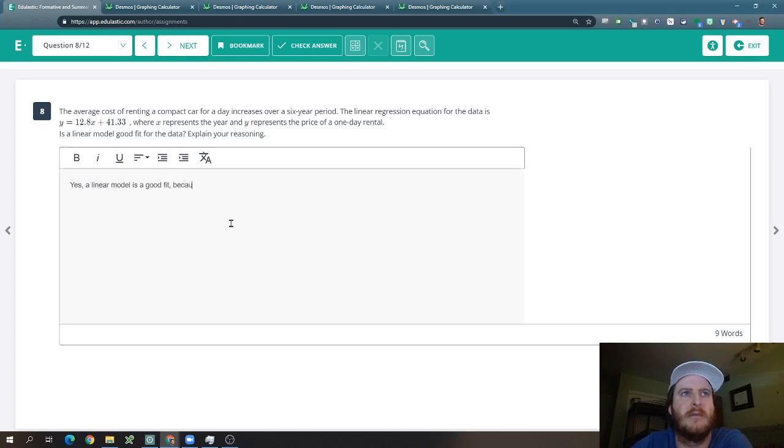because, and then I'm going to just list those three things. One, the R value is very close to 1. Two, the data fits the regression line closely. And three, the residual plot shows no pattern, right? Remember, we wanted either a flat pattern or no pattern. This was no pattern. It's not giving me a curved pattern at all.